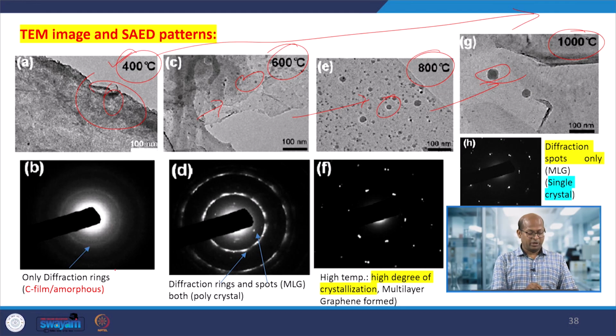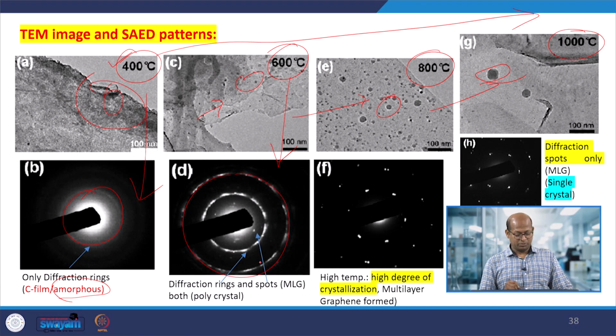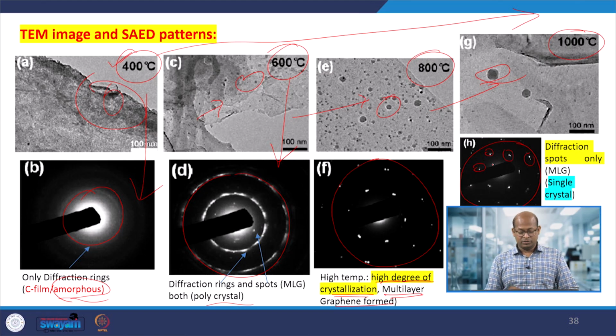When the material was prepared at low temperature, it was amorphous and this type of pattern comes. When we gradually increase the calcination temperature, meaning the formation temperature, 400, 600, 800, ring as well as spot formations appear. So this is polycrystalline and this is amorphous. At high temperatures, with a high degree of crystallization, multilayer graphene forms and this type of SAED pattern comes, and at extremely high temperatures, single crystals of the multilayer graphene give diffraction spots. So these are the basic changes.